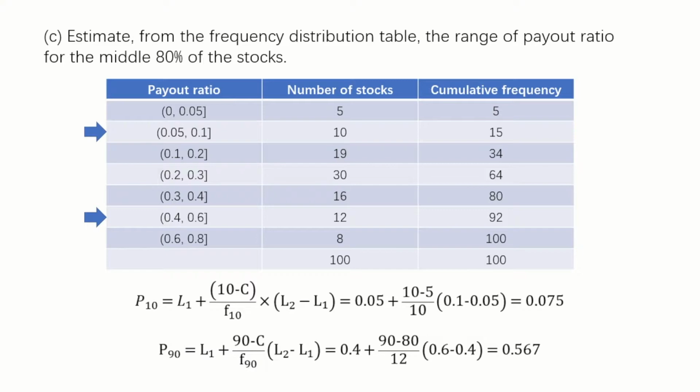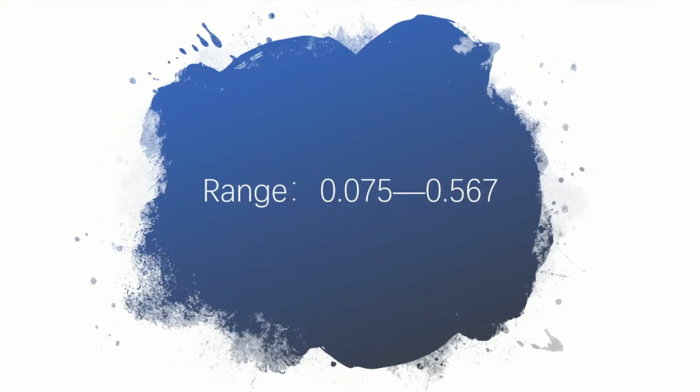P90 equals 0.567. As mentioned in the previous slide, we're trying to find the intersection of the two ranges, the range 0 to P10 and the range 0 to P90. So in fact, we just combine these two values and get the answer. The answer will be 0.075 to 0.567.